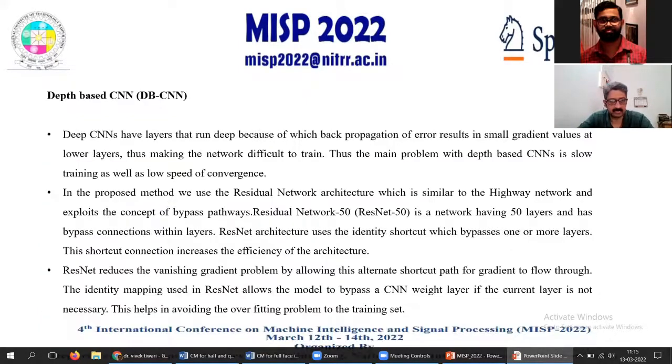The second network that we have used is called the depth-based network. Now, deep CNNs have layers that run deep, because of which back propagation of error results in small gradient values at lower levels, hence making the network difficult to train. Thus, the main problem of deep networks is slow training as well as low speed of convergence. In this, we have used a residual network, that is ResNet 50, which has 50 layers, and it uses a shortcut connection so that this whole problem of low speed of convergence is taken care of.